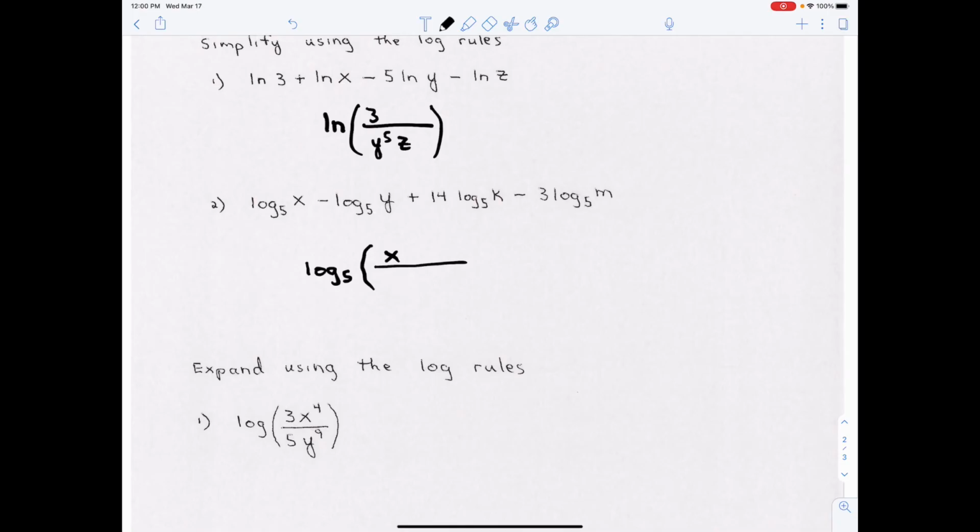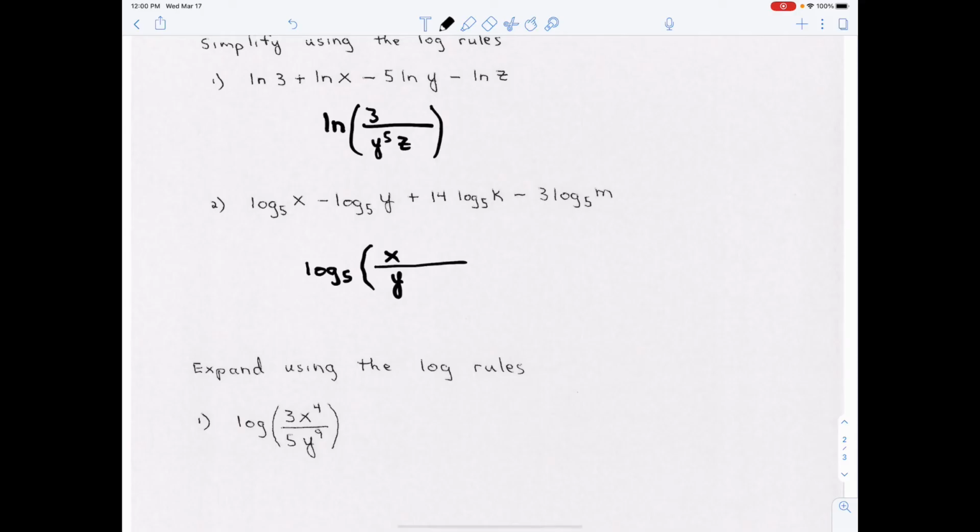All right? Now, let's go backwards. Let's expand using the log rules. In other words, we're not simplifying. We're given one word log, and we're going to expand this into several. Anyone in the numerator is going to have a plus in front of it. Anyone in the denominator is going to have a minus in front of it. And the exponents are going to go in the front of the log for whatever the base is for that exponent. So let's take a look at the 3.